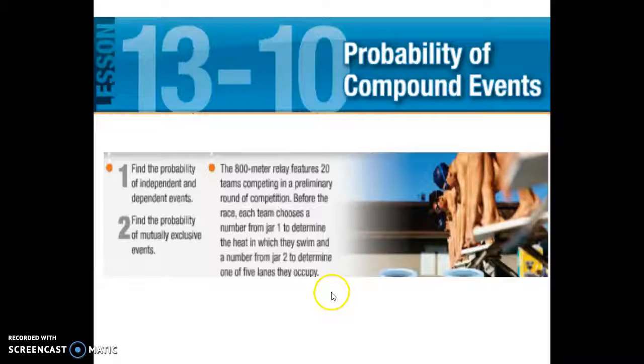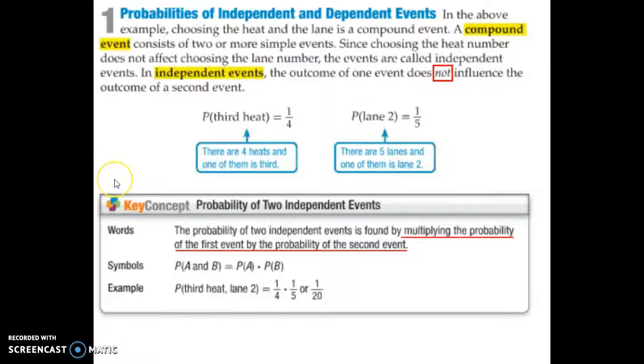Alright class, today we're going to talk about probability of compound events. And we talk about probability all chapter here. Compound, you might have heard that word used in English, like a compound sentence is where "and" connects the two sentences. Kind of the same way with probability. We're looking for two things happening, something and something else.